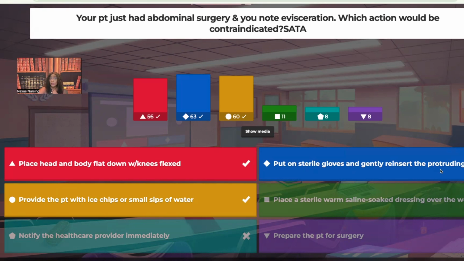And you're trying to tell me that you're going to put on sterile gloves and just gently push their guts back in their body? You're a killer. You're going to lose your license. Absolutely not. We're not going to do that.